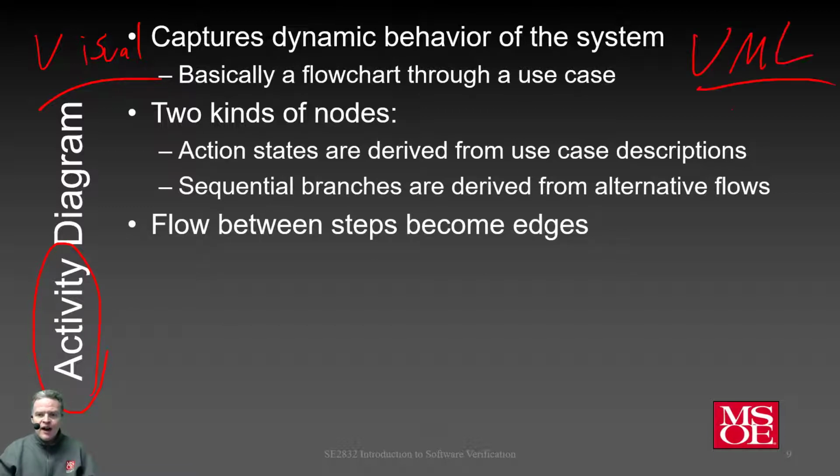This again is a UML diagram that allows us to capture the dynamic behavior of the system by essentially creating a flowchart showing how we go through the use case. Now in our flowchart, we're going to have two kinds of nodes. We're going to have action states where things get done, and these are derived from our use case descriptions. We also have branches that are derived from the alternate flows, where we go down an alternate flow because something happened that causes that alternate flow to become active. The flow between the steps then become our edges. And so from this, we have a flowchart showing how we would walk through the given activity.